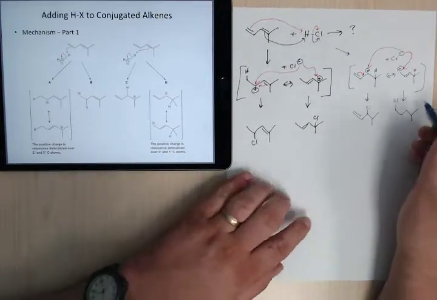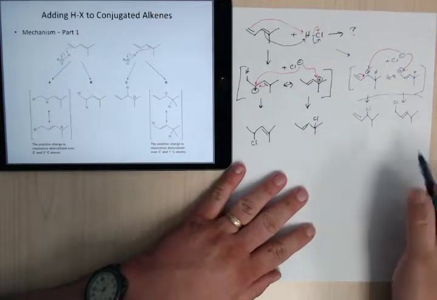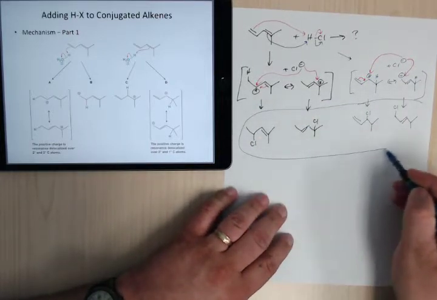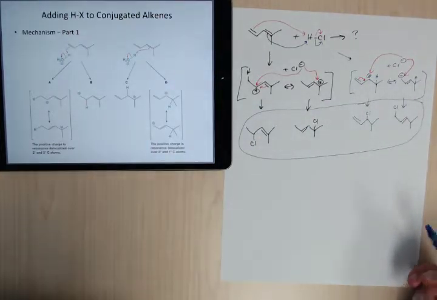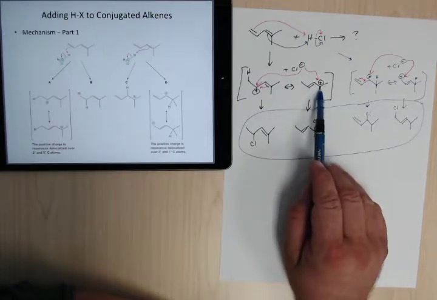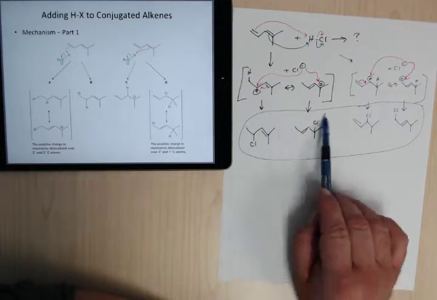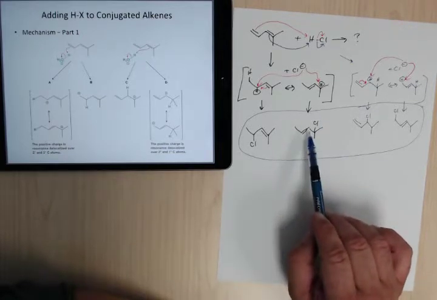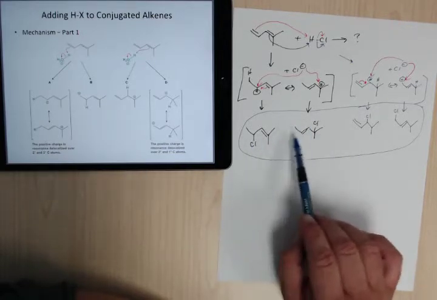There you go. Here are your four products. Now, the most likely outcome is probably going to be this one, because you end up making a tertiary carbocation. So it's most likely going to be the highest yielding. But I didn't ask you about that.